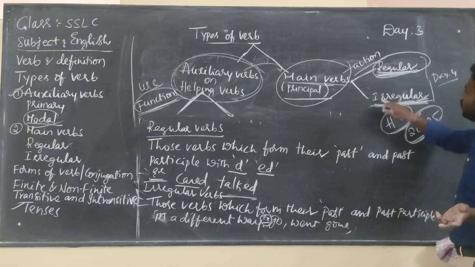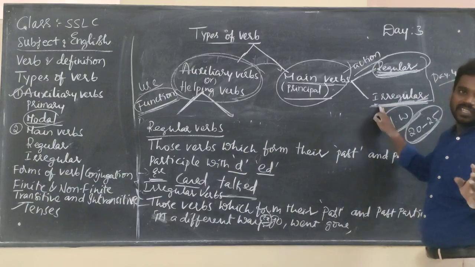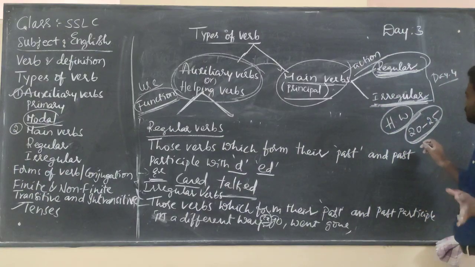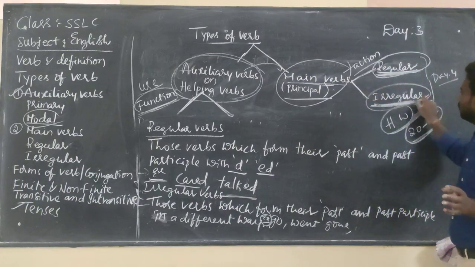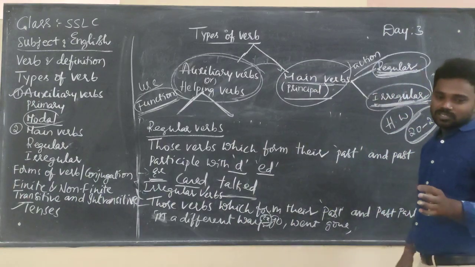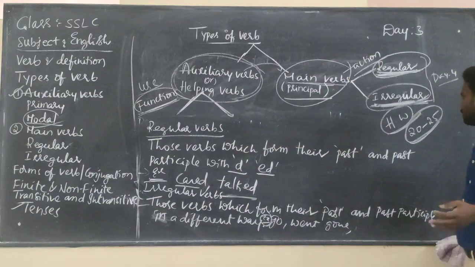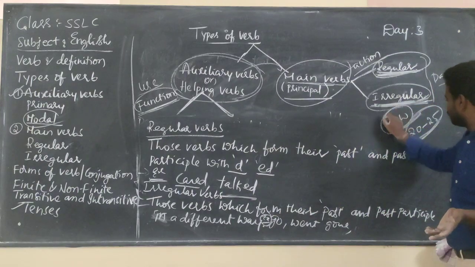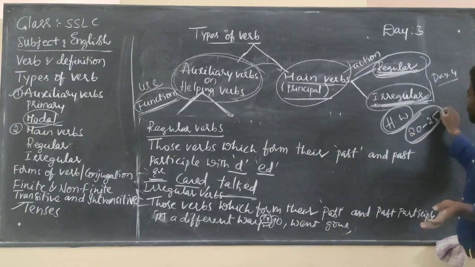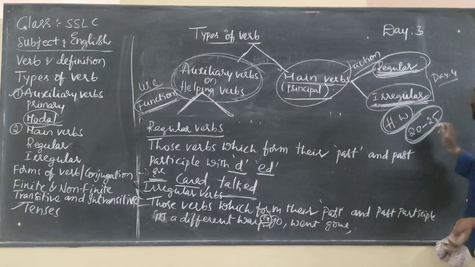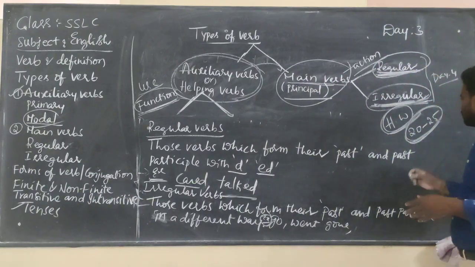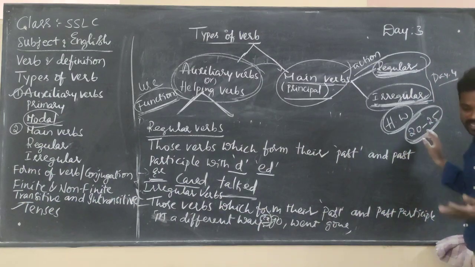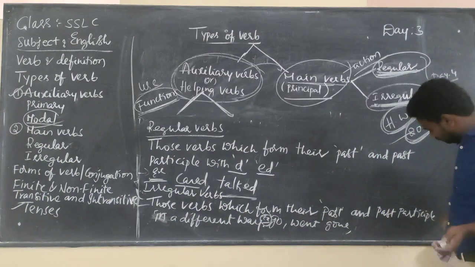Tomorrow, in day 4 class, I am going to give you the list of irregular verbs and teach you the forms of irregular verbs. So today your homework is to sort out 20 to 25 regular verbs. Do your homework and post them in the group.